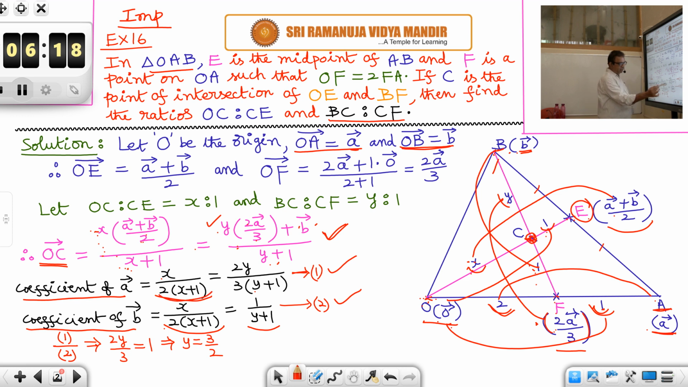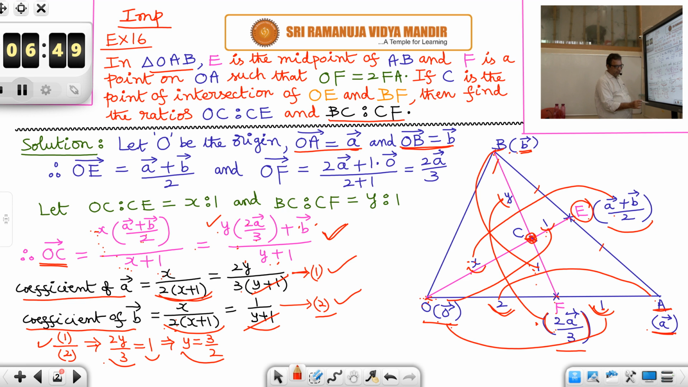So on the left side, let us divide: first equation divided by second equation. On the left side, the same quantities are there, so you will get 1. On the right side, this y plus 1 gets cancelled, is it not? So you will get simply 2y by 3. So 2y by 3 on the right side, 1 on the left side. So these two are equal, therefore y is equal to 3 by 2. Put y is equal to 3 by 2 in the second equation and get the value of x.